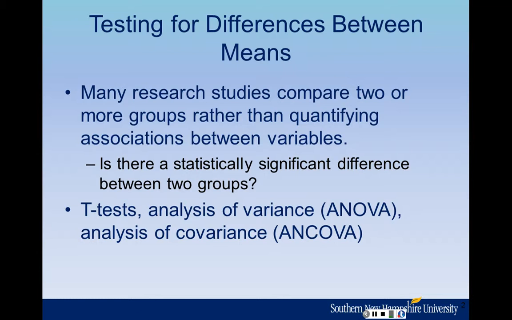There is something called analysis of covariance. I'll just mention it to tell you what it is, but we're going to really focus on the t-test and the ANOVA.